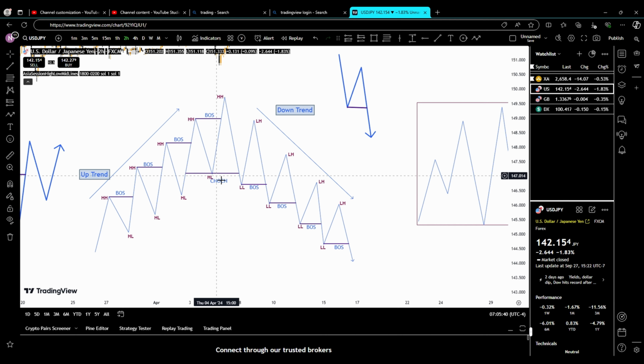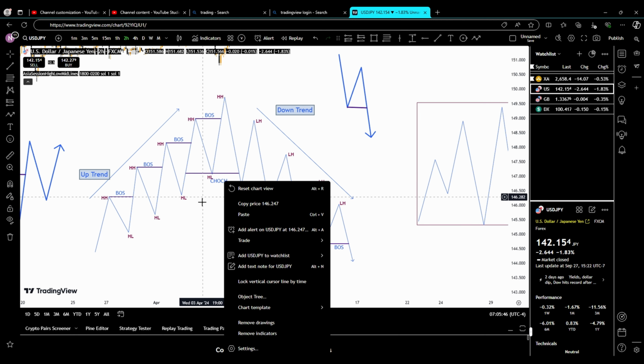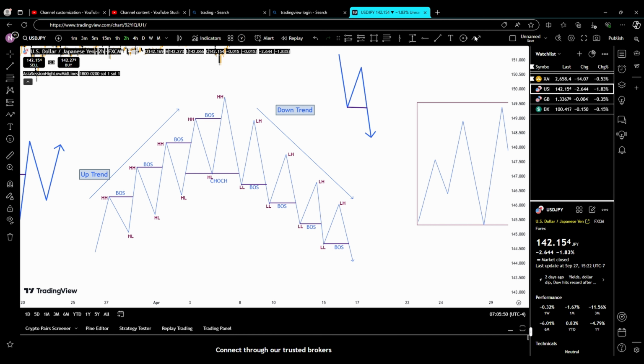When you see a change of character, you should actually expect a change of trend, either to the upside or the downside. So here is a change of trend from an uptrend to a downtrend. Some of you will be like, what is a change of trend from a downtrend to an uptrend? Okay, let me just indicate it here.